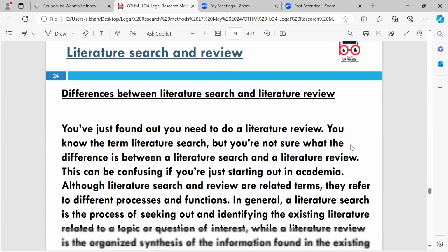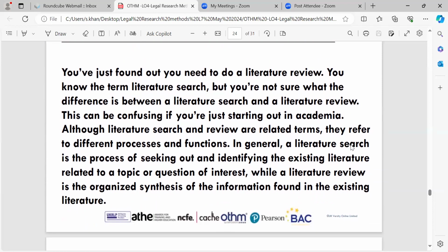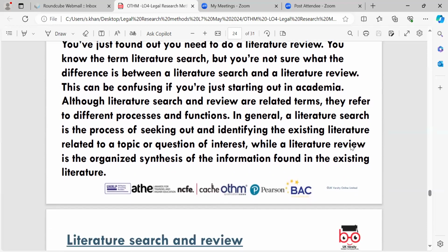So literature search and review. So differences between literature search and literature review. So you've just found out what you need to do a literature review. So you need to identify what area you want to choose, why you want to do it, and construct a literature review. So you know the literature search, but you're not sure what difference is between a literature search and a literature review. This can be confusing if you're just starting out in academia.